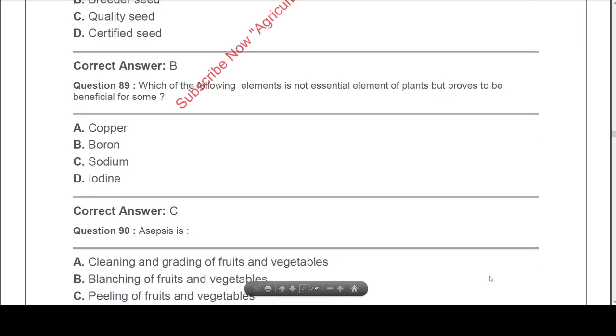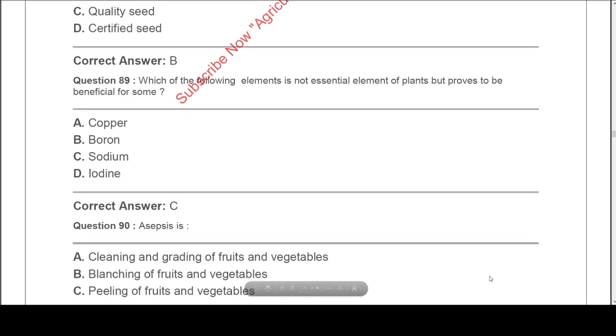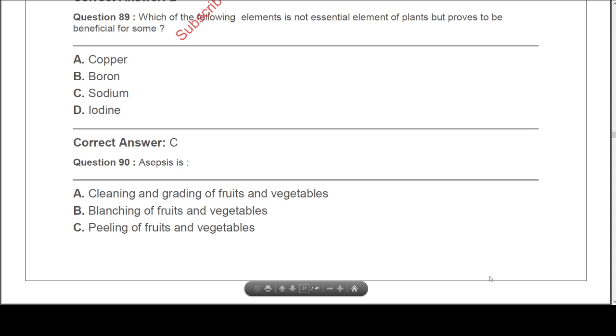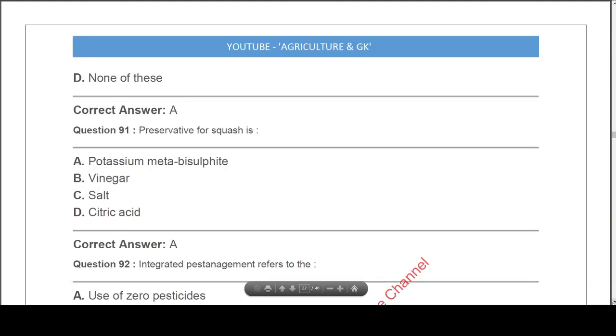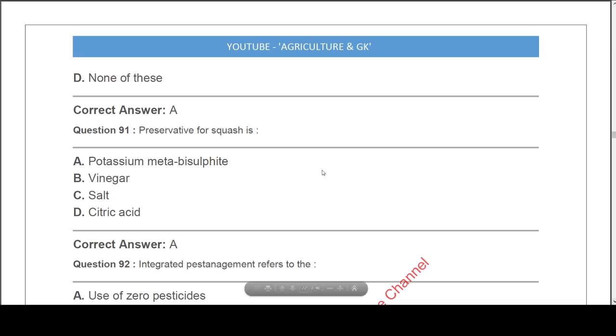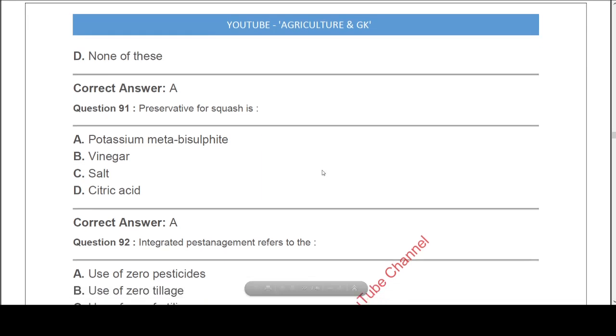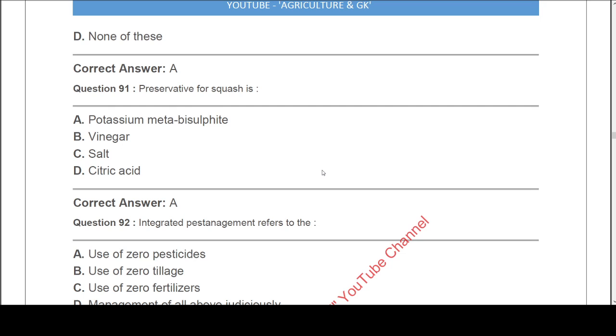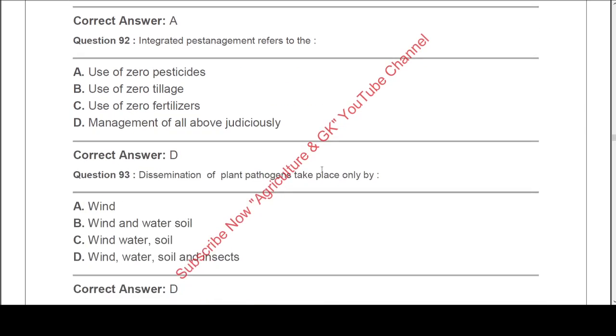Which of the following elements is not an essential element of plant but proves to be beneficial for some? It is option C, sodium. Asepsis is nothing but option A, cleaning and grading of fruits and vegetables. Whatever the things, bacteria is there, it will be killed. So that is why it is called asepsis. Preservation of squash: the chemical used is potassium metabisulfite.